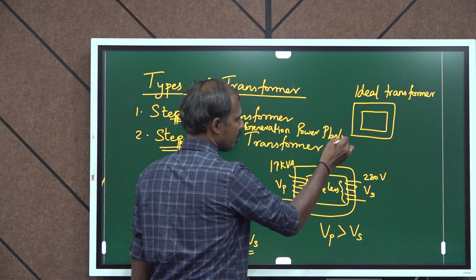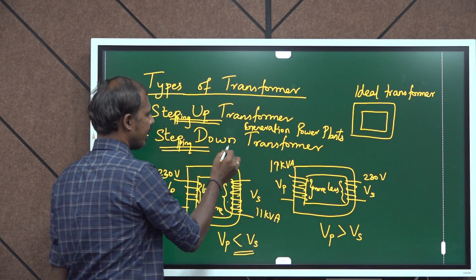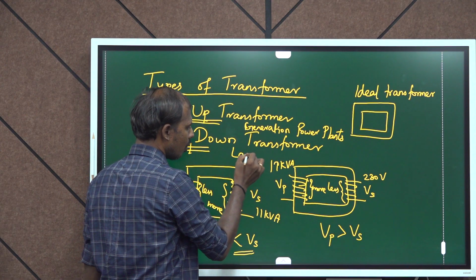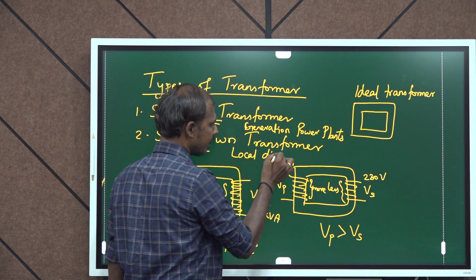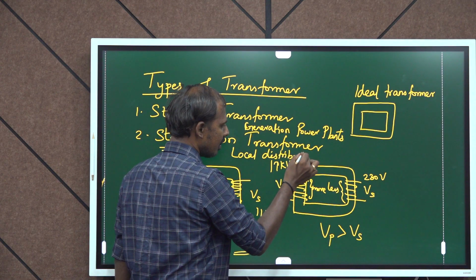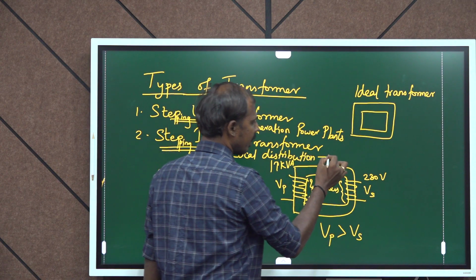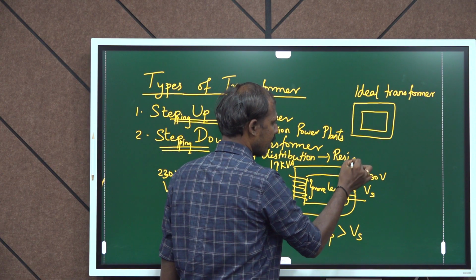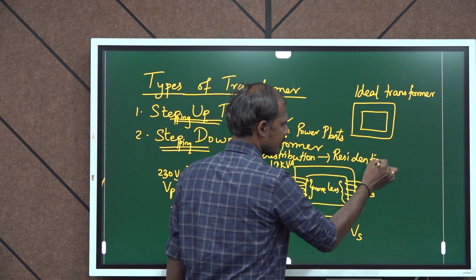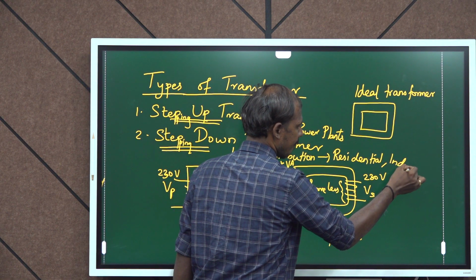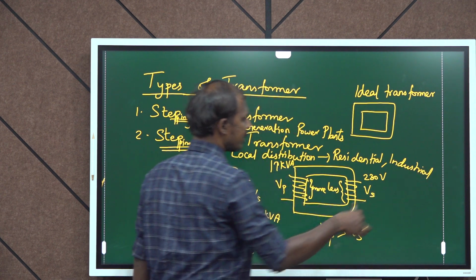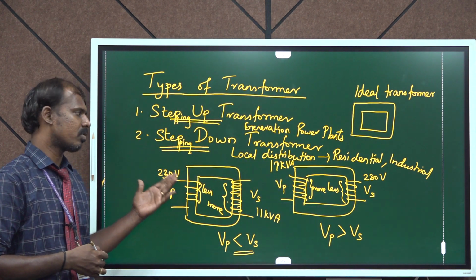So the power has to be stepped up. For step down areas, it is mainly for local distribution. So that is the generation part, and this is the distribution part, mainly for residential and industrial purposes. Okay, so you will be able to understand the difference now, what is a step up transformer and a step down transformer.